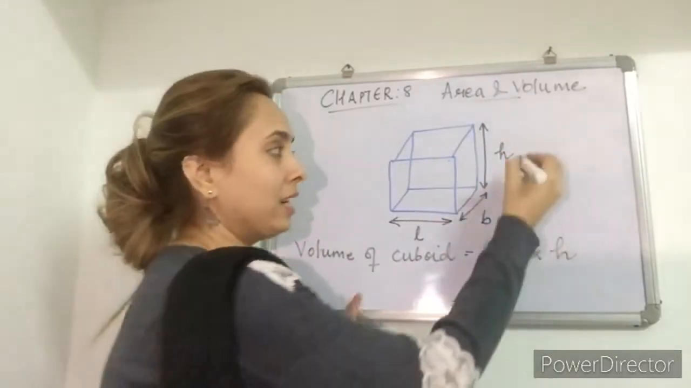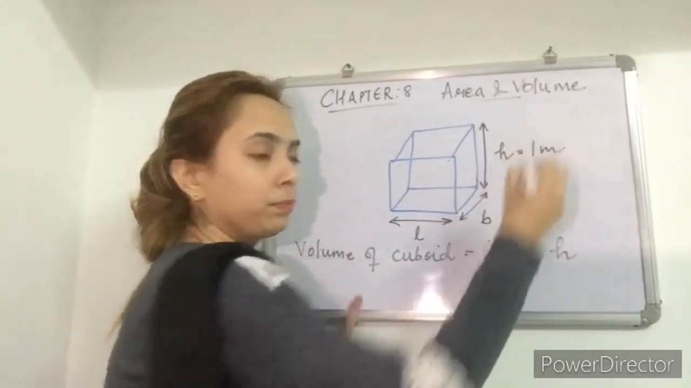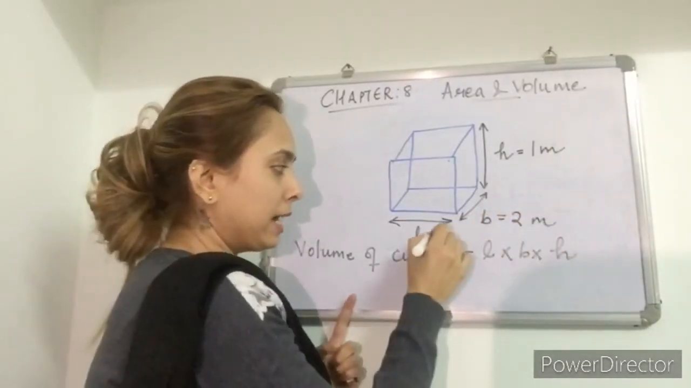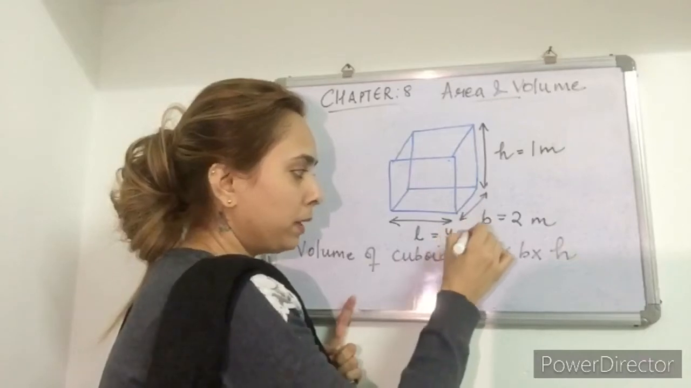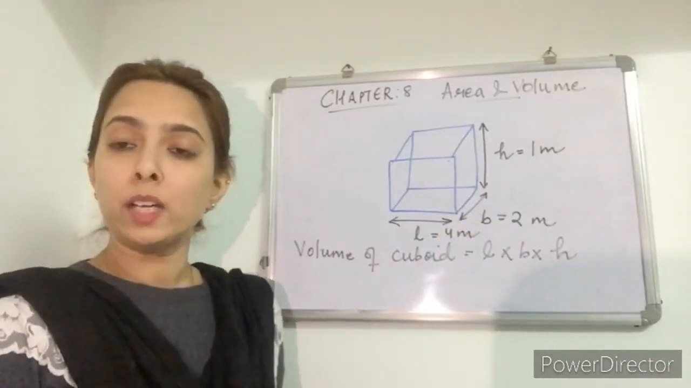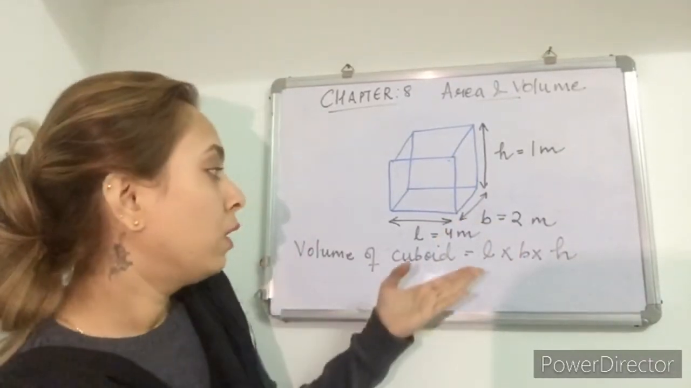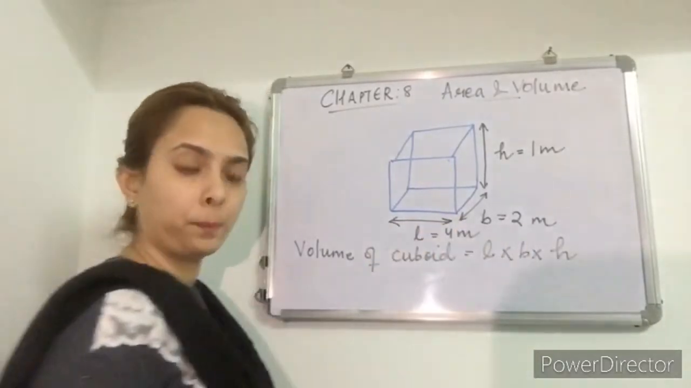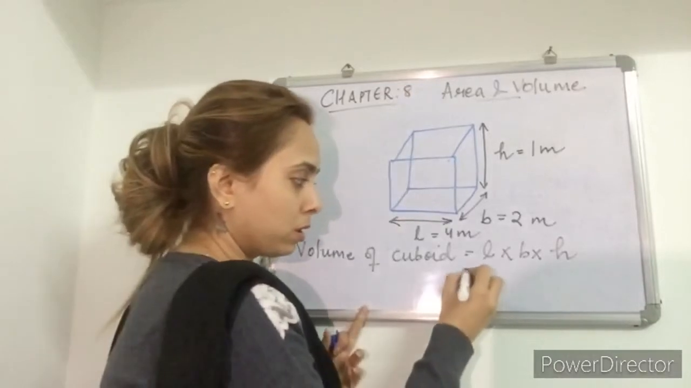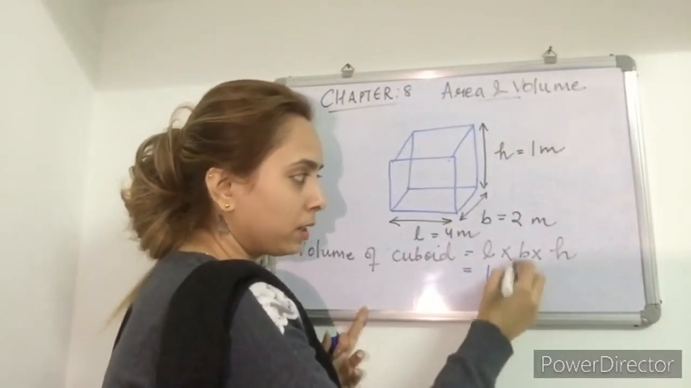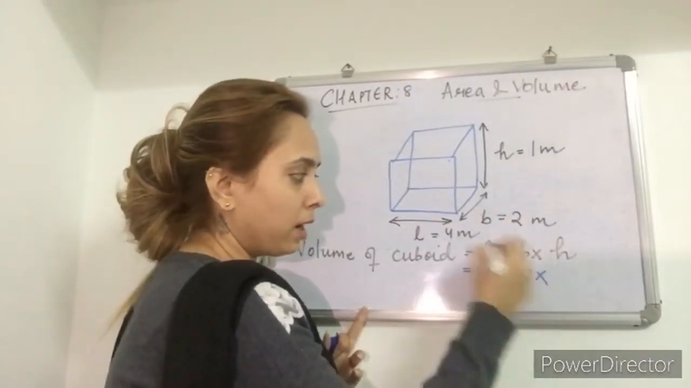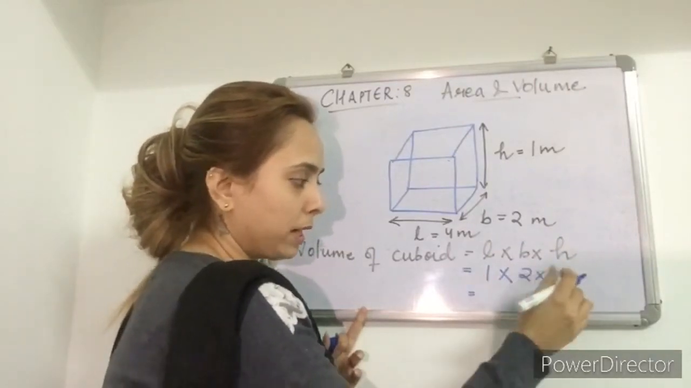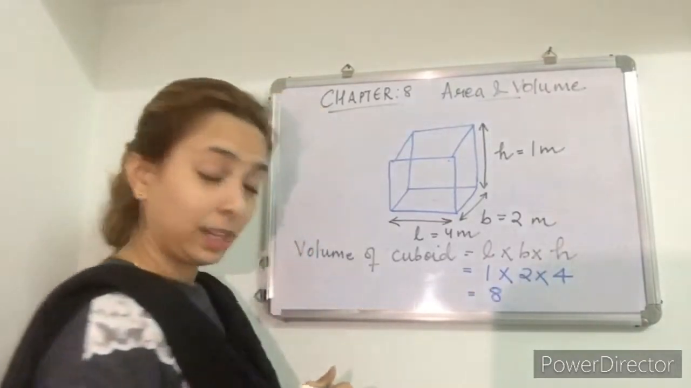Now suppose I say that height is 1 meter, breadth is 2 meter and length is 4 meter, and then I ask you to find out the volume of the cuboid. Volume of cuboid. So we'll apply this formula. Put the values. Length is 1 meter, breadth is 2 meter, height is 4 meter. So 1 2s are 2, 2 4s are 8. 8. Is it the answer?